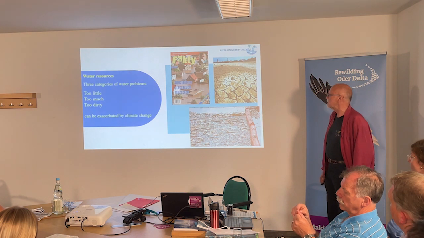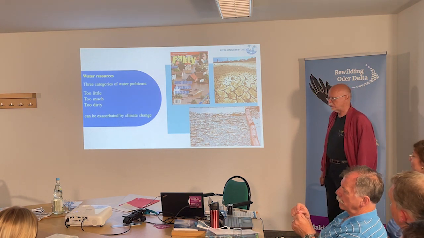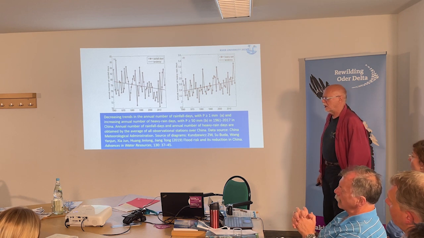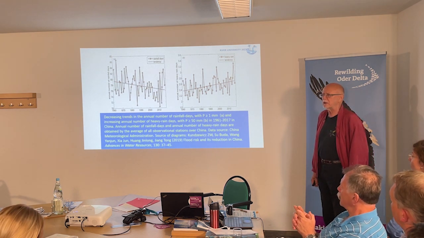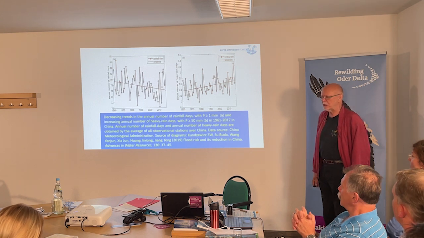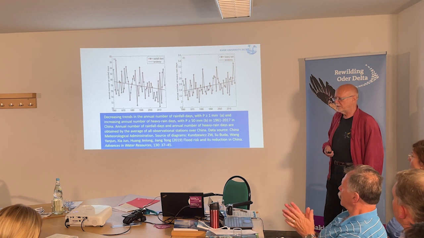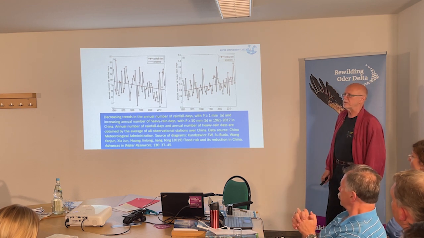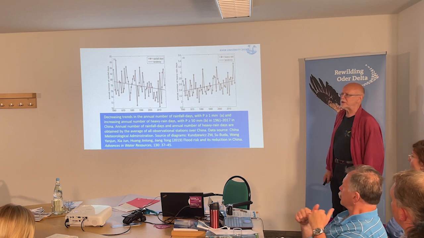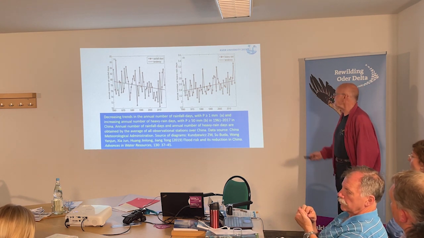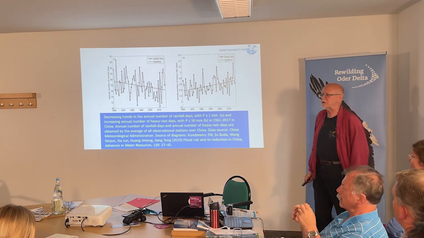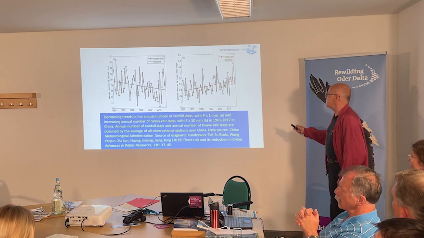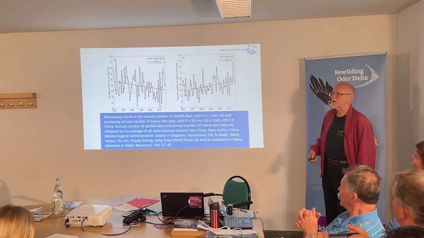Three categories of water problems: too little, too much, too dirty. And all three can be exacerbated by climate change. I have done quite a bit of study on China and in China. It is a little exotic, but I like this figure because it shows very clearly what I want to say. Namely, there are fewer days with rainfall and more days with intense, heavy rainfall. By Chinese standards, intense or heavy is 50 millimeters per day. So rain is abundant there. There are more days with intense precipitation and fewer days with any precipitation.